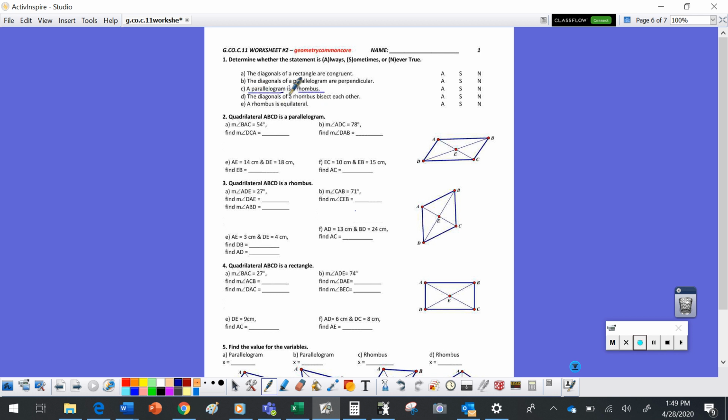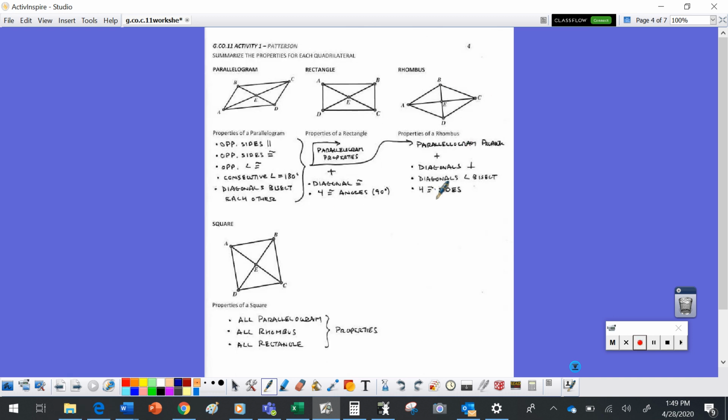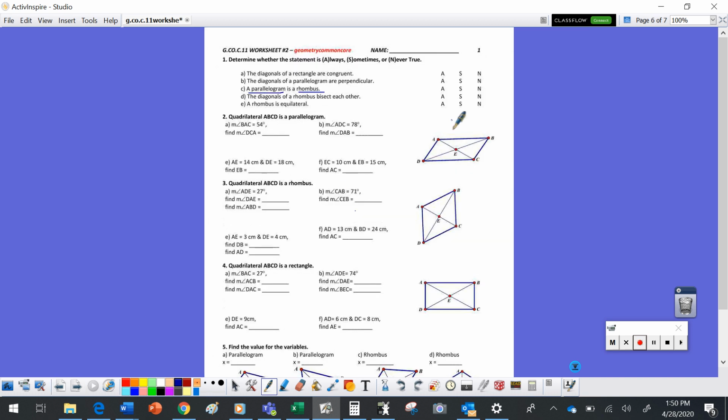Well, a parallelogram has opposite sides parallel, and that's true. Now that's definitely true for a rhombus. A rhombus has opposite sides parallel. But the special characteristic of a rhombus is that a rhombus has to have not just opposite sides parallel, but it has to have 4 congruent sides. That's what makes a rhombus a rhombus. A parallelogram doesn't have to have all 4 sides congruent. A rhombus does. So, a parallelogram can be a rhombus, but it doesn't always have to be. So that is going to be sometimes true.